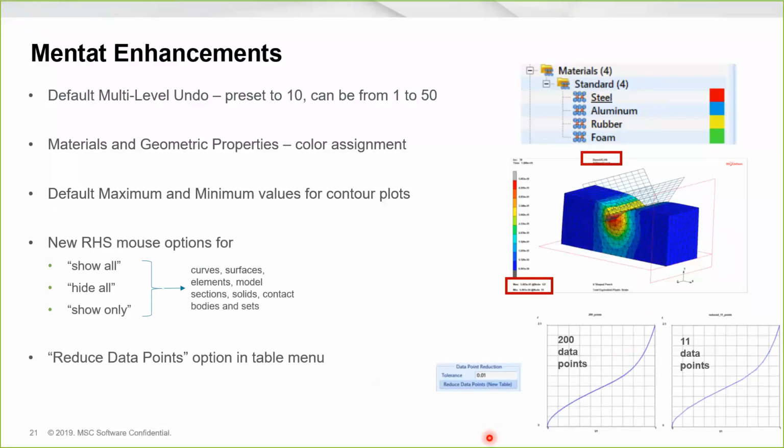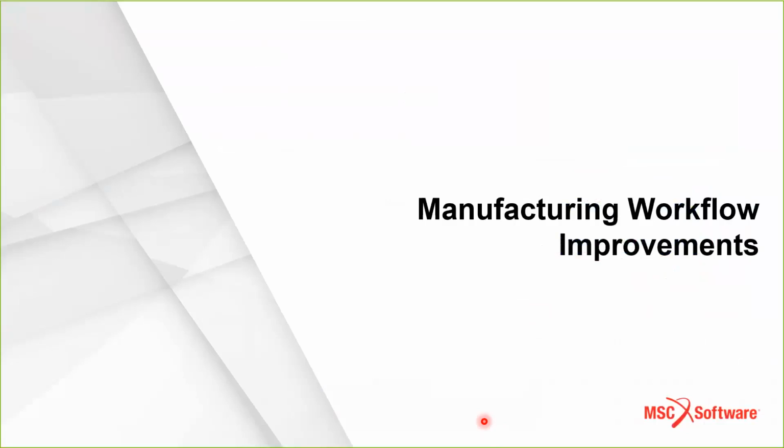In the table menu, as you can see on the right, you have 200 data points, and then you can reduce it to 11 data points, and you would not lose any accuracy in this case. So these are all the enhancements with pre-post processing. Next, I will give the control back to Matt.